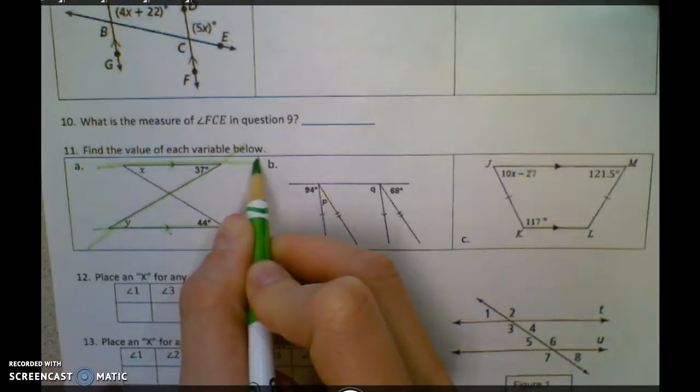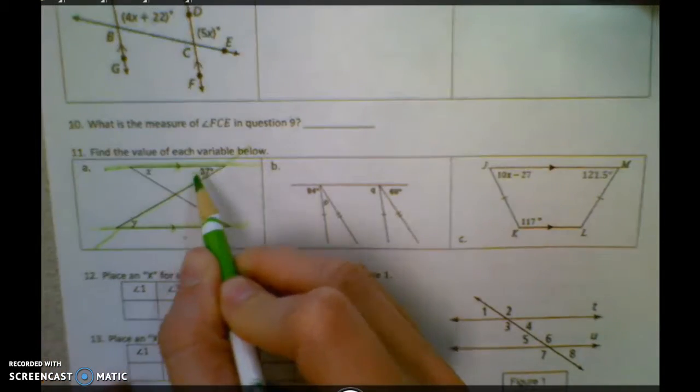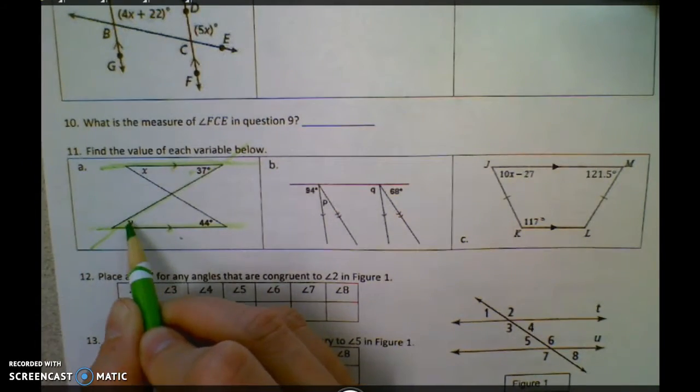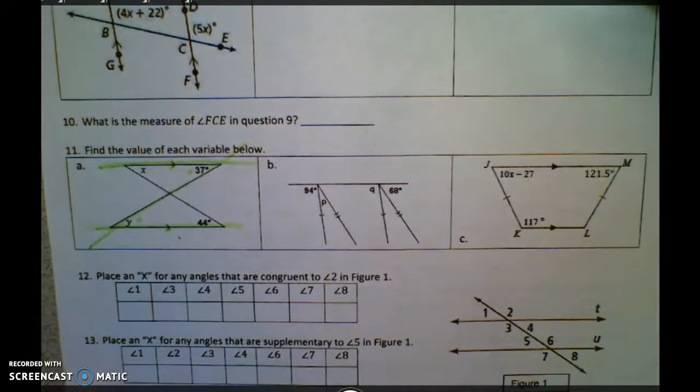And by doing that choice, I have now traced the sides of angle 37. They're both traced in green. I've traced the sides of angle Y. They're both traced in green. So I'm going to ignore the 44. I'm going to ignore the X. They're not part of this.